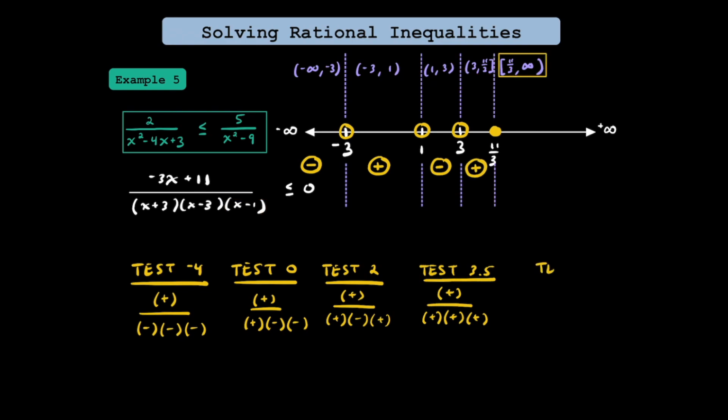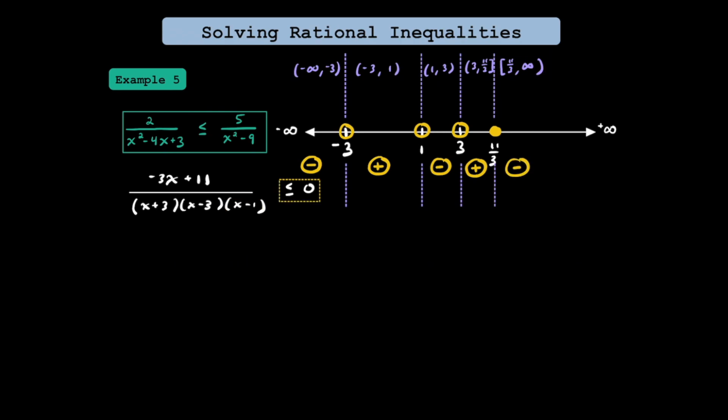In this last interval, I'm going to test the number 4. Negative 3 times 4 is going to be negative 12, and negative 12 plus 11 is going to be negative 1. The numerator is going to be negative. 4 plus 3 is 7, so the bottom left is going to be positive. 4 minus 3 is going to be positive 1, which is positive. And 4 minus 1 is 3, which is positive. On the bottom, we're going to have a positive, and a negative divided by positive is going to be a negative. This last interval has a negative value.